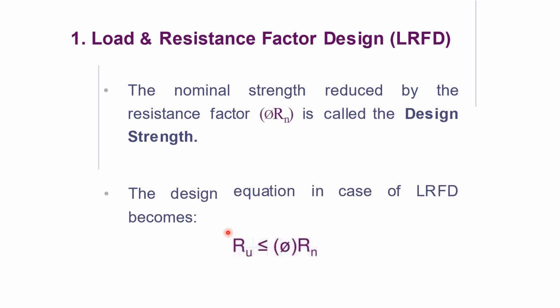So here is the basic design equation. The design equation in the case of LRFD becomes Ru, meaning the applied loading, should be less than or equal to the design strength. In the applied loading, you have seen that it is increased by the load factors, the factor of safety, and on the material side, the strength is reduced by the reduction factor. So on both sides a factor of safety is applied. That is the load and resistance factor design methodology.